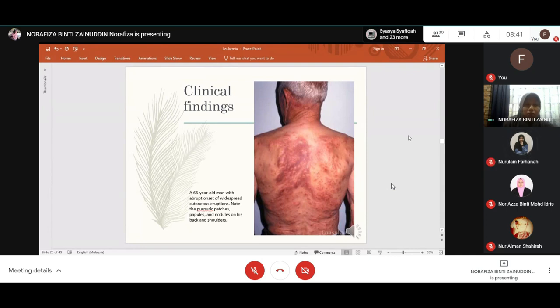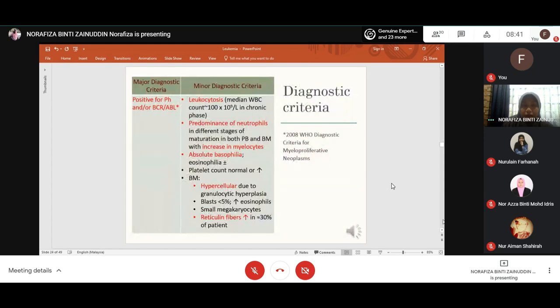Right. So this is actually a clinical presentation of an old man, 66-year-old man, with abrupt onset of widespread cutaneous eruption. So this is skin involvement. You can see the purpuric patches, papules, nodules on his back and also shoulders. All right, so this is the diagnostic criteria for myeloproliferative neoplasm actually.